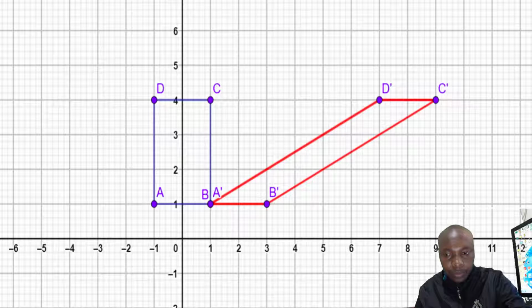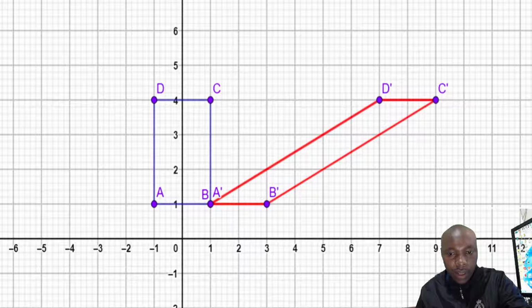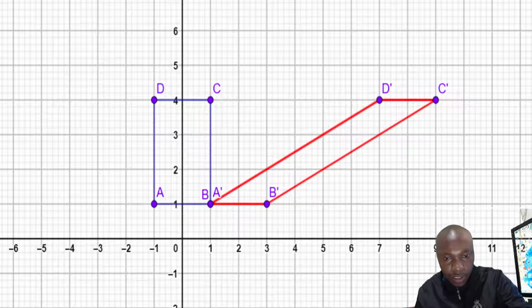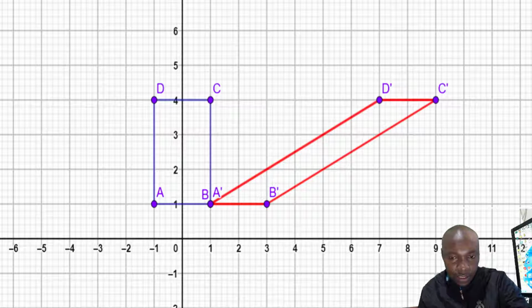There are two types of shear: a shear parallel to the x-axis with the x-axis invariant, and a shear parallel to the y-axis with the y-axis invariant. When you look at these, you notice that this one is a shear that is parallel to the x-axis. When you look at the points, the y coordinates are not changing, but the x coordinates are the ones that change. So the points are moving parallel to the x-axis.